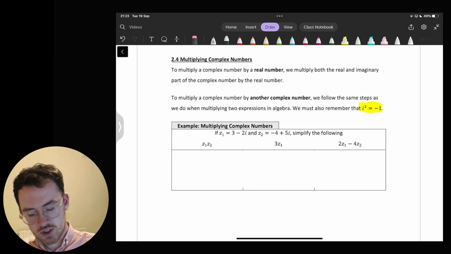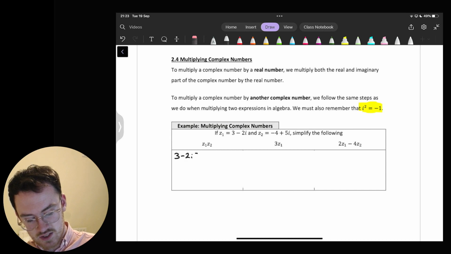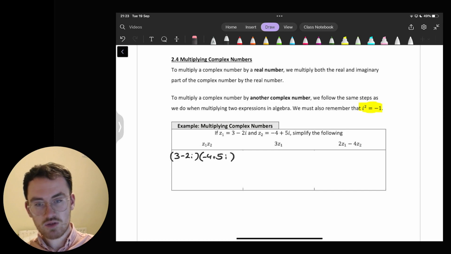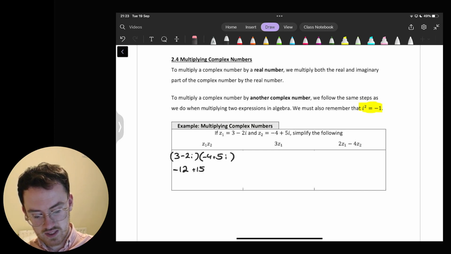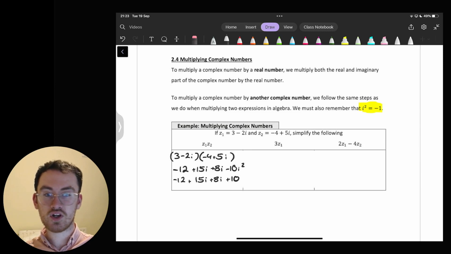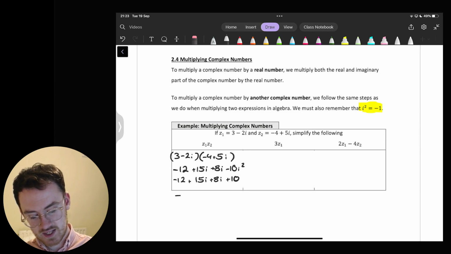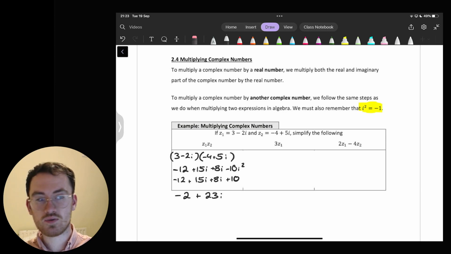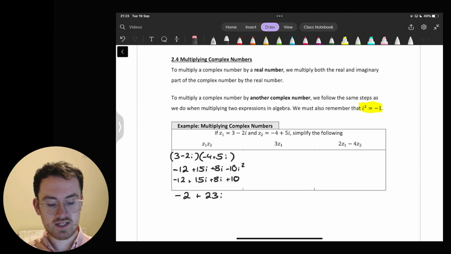If we have z1 multiplied by z2, that's 3 minus 2i multiplied by minus 4 plus 5i. So multiplying it the same way we do with algebra, that gives me minus 12 plus 15i plus 8i minus 10i squared. Now let's note as well that i squared is going to be minus 1, which means that this altogether would just become plus 10. And then simplifying and adding anything together that we can, we end up with a value of minus 2 plus 23i. Minus 2 plus 23i.